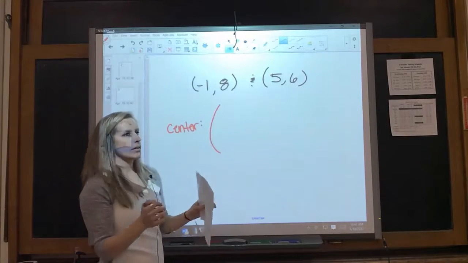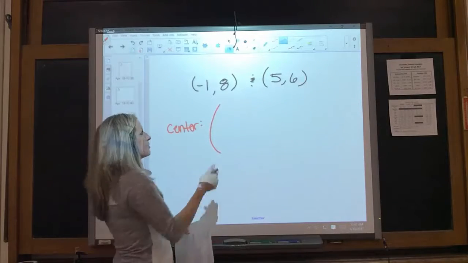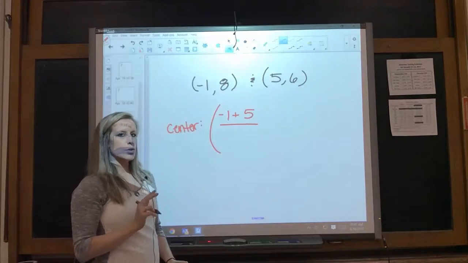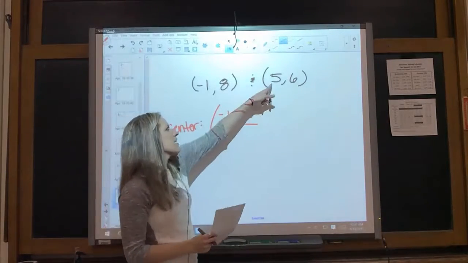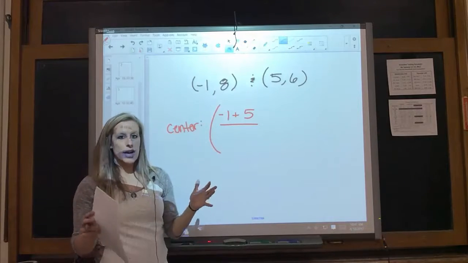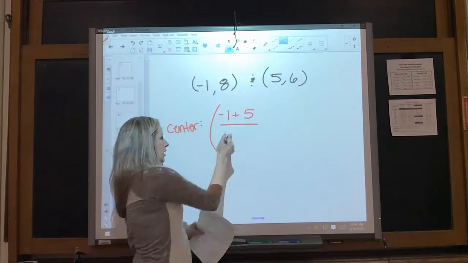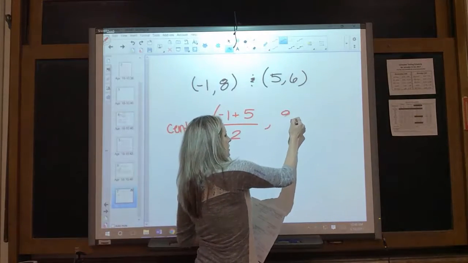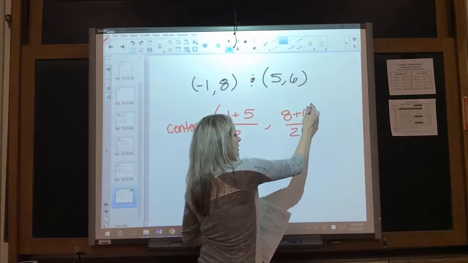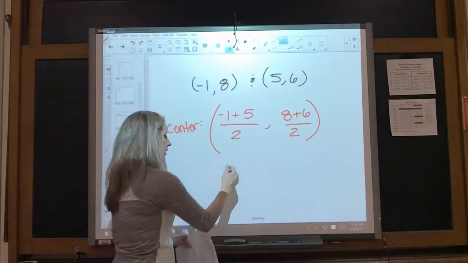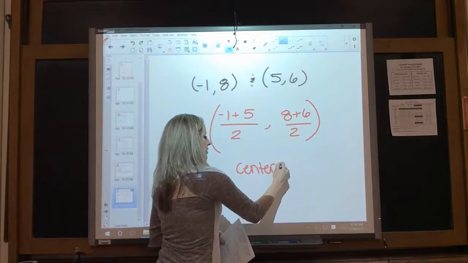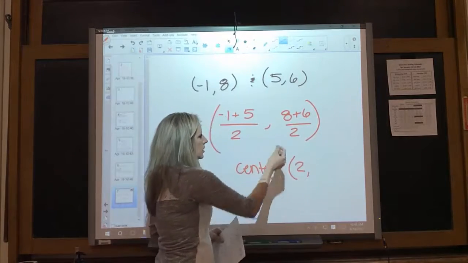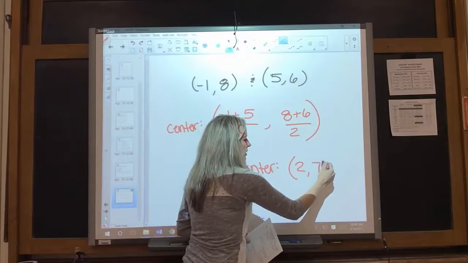is going to be, I'm going to add my x's and divide by 2. So I'm going to take negative 1 plus 5. Once again, it doesn't matter the order that you do. You could do 5 plus negative 1. As long as you're adding the x's, you're good. Okay, and divide by 2. And then I'm going to take my y's, 8 plus 6, add them together, and divide by 2. Okay, so my center is going to be, let's see, that would be 4 divided by 2 is 2. 14 divided by 2 is 7.